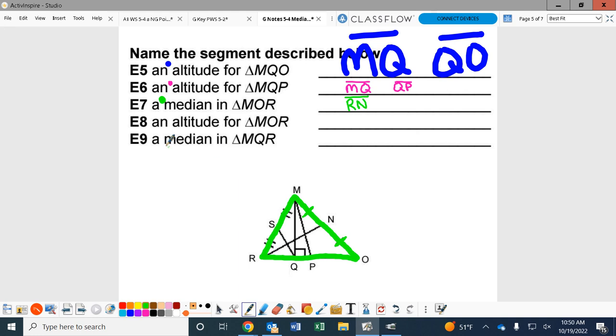What about an altitude for the green triangle? An altitude for this one? There's only one. Okay, if it's got to have a right angle and it's got to start at a vertex, what would it be? MQ would be the only one that works. Guys, do you see it starts at a vertex? It's got a right angle. The only points that would work would be M, R, or O. Those are the only vertices in that triangle.